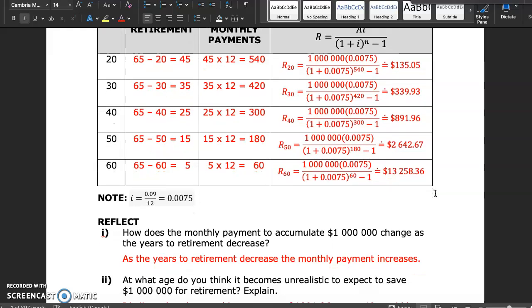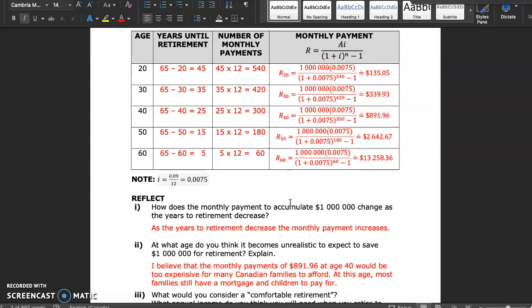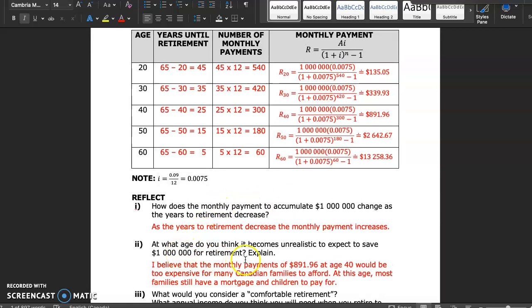At what age do you think it becomes unrealistic to expect to save $1 million for retirement? And explain. Now, this will obviously depend on a variety of factors. This is my input. I believe that the monthly payments of $891.96 at age 40 would be too expensive for many Canadian families to afford. At this age, most families will have a mortgage and children to pay for.